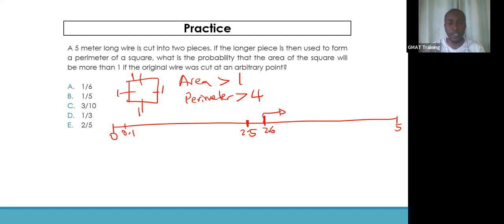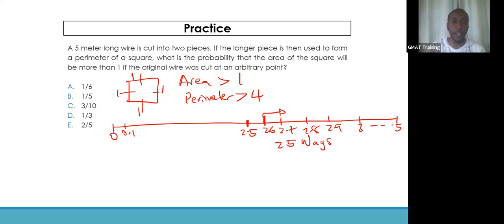How many points are these? These are about 25 points of cut that can be made. So we have 25 ways from 2.6 all the way to 5. What do I mean by that? We have 2.7, 2.8, 2.9, all the way to 3, all the way to 5. So we have 25 places where this wire can be cut and have a longer bit.